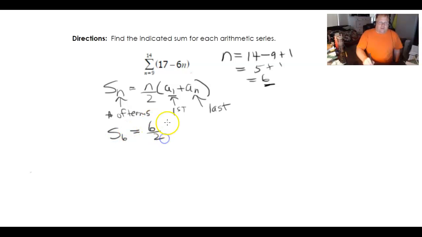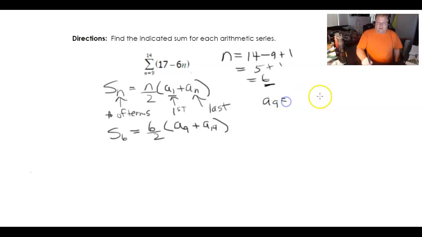6 divided by 2. Alright, a1 again in this particular problem is a9. Now the last term in this problem is a14. This n is not the same one as we're working with over here. You have to understand that this means the last term. So in this particular case, you always want to associate an with the last term you're working with, and a1 being the first term you're working with.